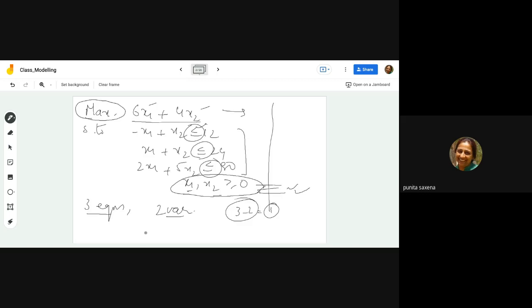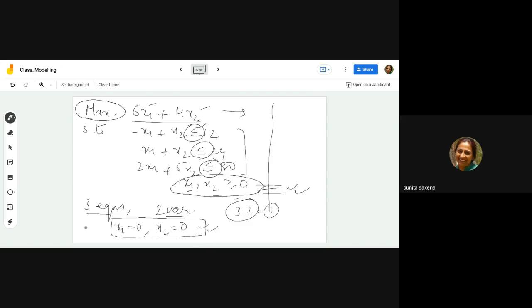I said we need one solution to begin with. Normally the solution to begin with is the solution which corresponds to the origin, because we know that x1 equal to 0, x2 equal to 0 will always be a feasible solution. Whether it will be optimal or not needs to be checked, but it will always be feasible. So that means it's the easiest solution to begin with.